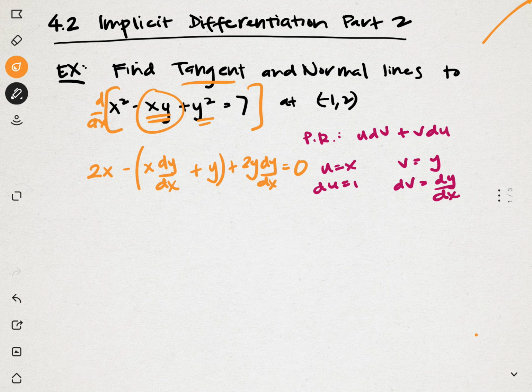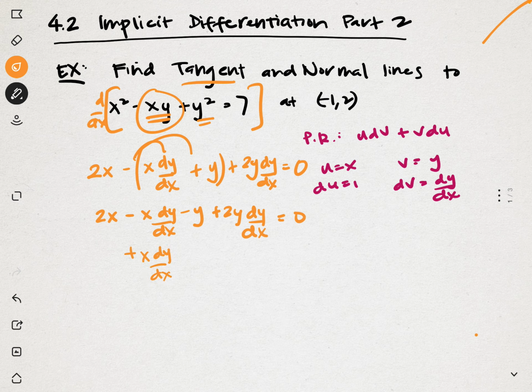Okay, so what we want to do here is solve it for dy dx. Let's distribute this minus sign just to get it out of our way. So 2x minus x dy dx minus y plus 2y dy dx equals 0. We're going to move the dy dx's to one side, so we're going to add the y, and then we'll subtract the 2y dy dx.